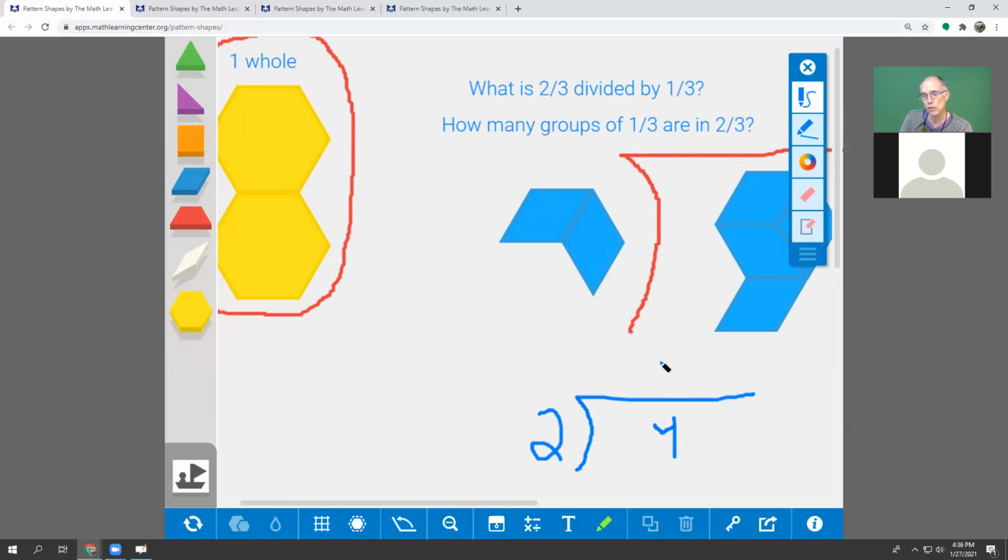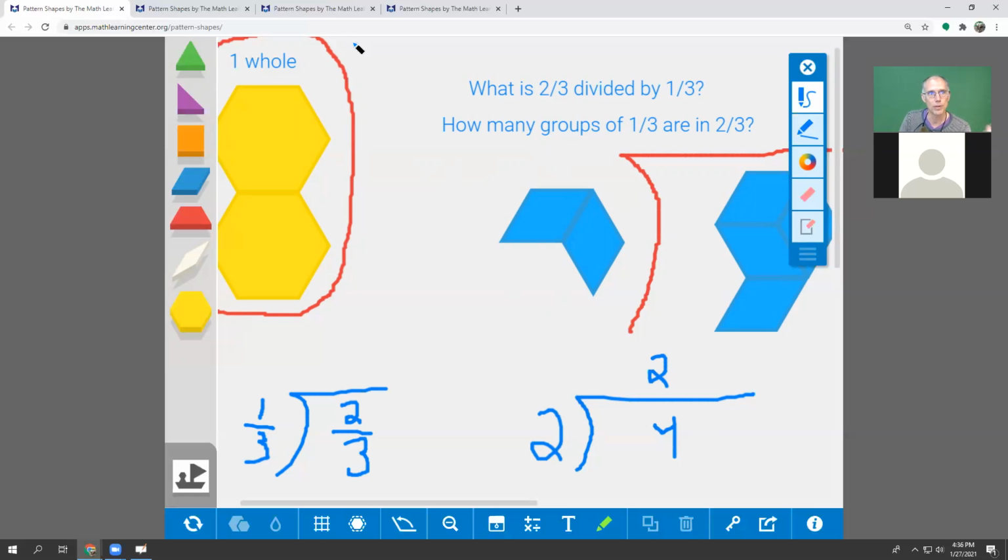And 2 goes into 4 twice, so 2/3 divided by 1/3 has to be 2, because I can represent 2/3 as a group of 2. Sorry, 1/3 as a group of 2, and 2/3 as a group of 4. So again, I can take picture-wise 1/3 goes into 2/3. And in the picture, that's the same thing as 2 goes into 4. And so the answer is 2.